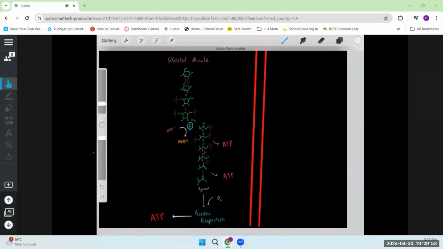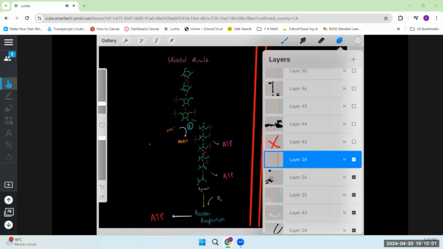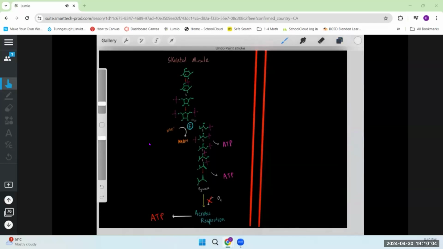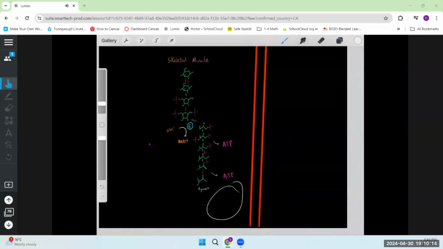However, if the body is going through excess exercise, maybe there isn't enough oxygen to get to the muscle cells, or maybe we're just doing so much aerobic respiration that we're using up all the oxygen. So during strenuous exercise, there's not going to be enough oxygen. And if there's not enough oxygen, we can't do aerobic respiration and fuel the electron transport chain. So therefore, we can't create ATP through aerobic respiration. So during strenuous exercise, when there's not enough oxygen, how are we going to create all of our ATP?